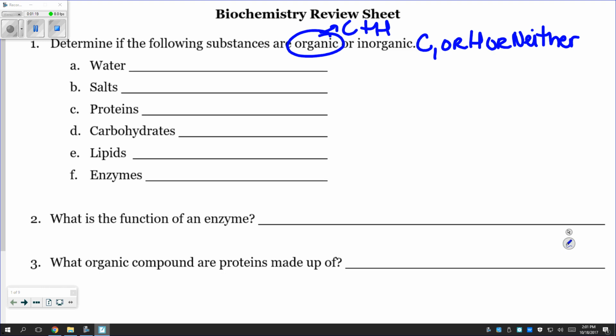So let's go down the list. First up, we have water. My advice is if you're not sure, write down the chemical compound. Chemical compound for water, H2O. Note H2O only has a hydrogen in it. There's no carbon present. Because of that, water is going to be considered inorganic.